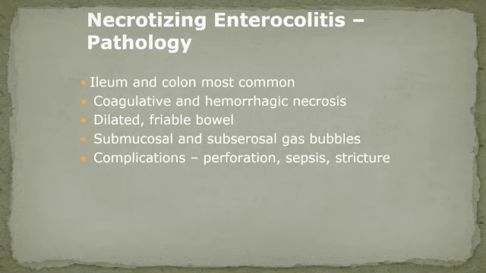NEC most commonly starts in the right lower quadrant at the ileum and colon, with hemorrhagic necrosis of the bowel, which becomes dilated and friable. Eventually, gas bubbles appear in the submucosal and subserosal regions. Finally, the bowel may perforate, which can lead to sepsis, and in the long term, bowel strictures.